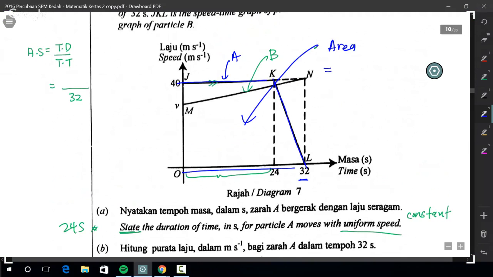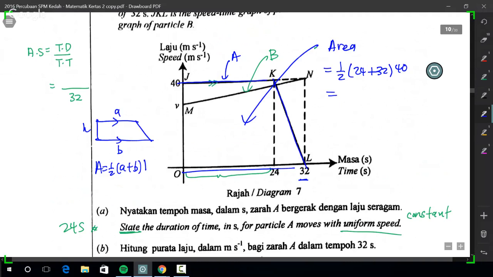And then you should be able to see this one actually is a trapezium. Trapezium area basically is half (a plus b) times height. A is 24, b is 32, multiplied by the height, which is 40. Just in case some students do not know, this is the height. The trapezium area formula is half (a plus b) multiply height. So I will solve this one: half, and this one I get 20.